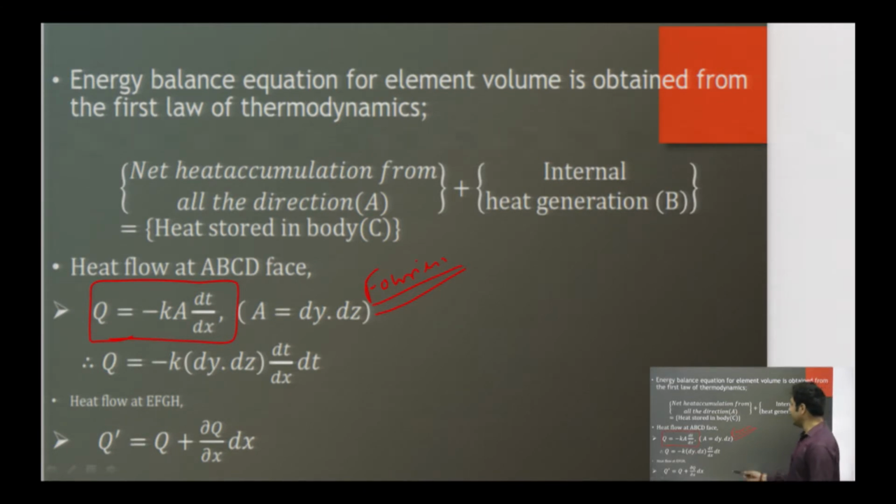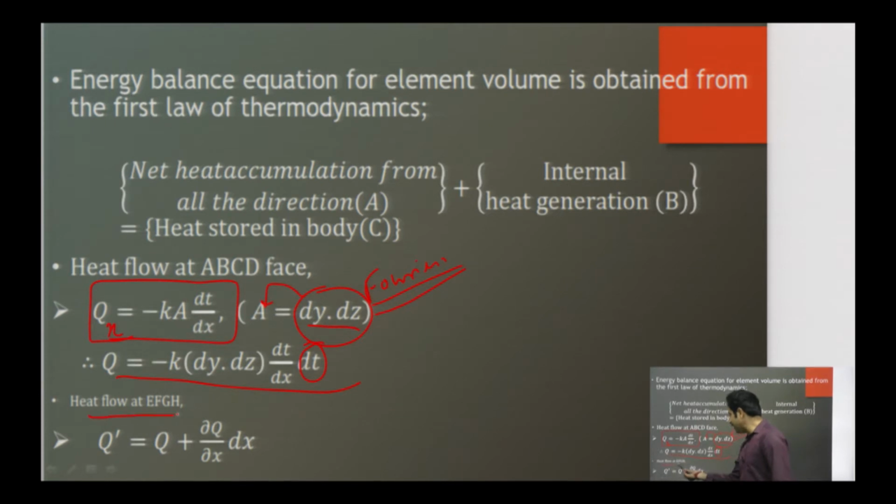Okay. So the area will be dy dz, and the trick is, suppose we are calculating qx, the remaining dimensions, dy dz, will be taken as area. Okay, look at it. Now the time has been taken into consideration, that's why.